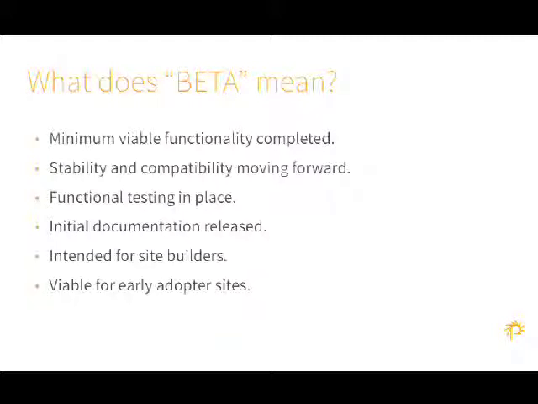And so what do we mean by beta? So beta means we've completed what we call the minimal viable functionality. So what's in the box is going to be what's in the box. We're not planning any big new plugins or functionality to be added. It's stable and compatible moving forward, which means that as we do change things and fix bugs and enhance things, if you're currently using a beta and you went to like beta 6 or 7 or however many betas we end up having, your site's going to stay working. It's going to automatically upgrade your data and migrate it forward.